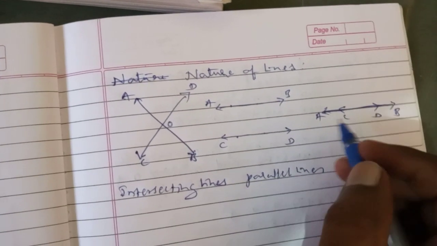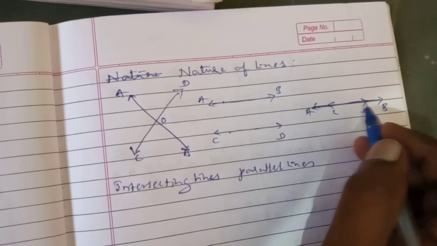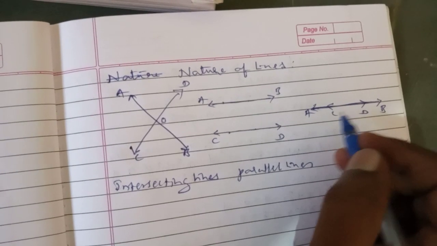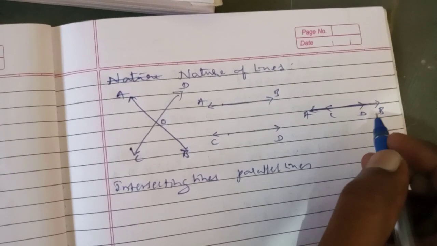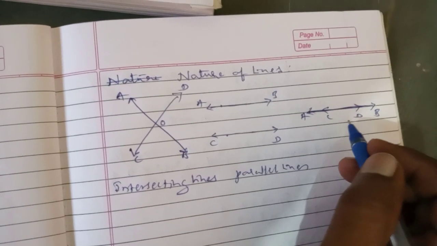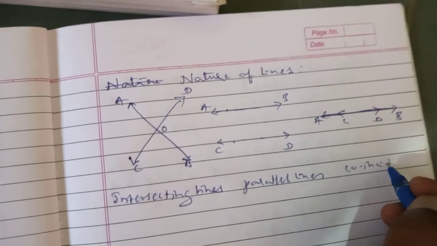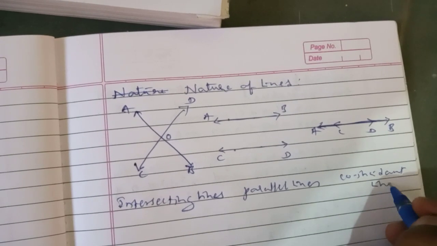And the third type: AB and CD are merging into one another. It means this CD line merges on the AB line. These two lines AB and CD are called what? Coincident lines.